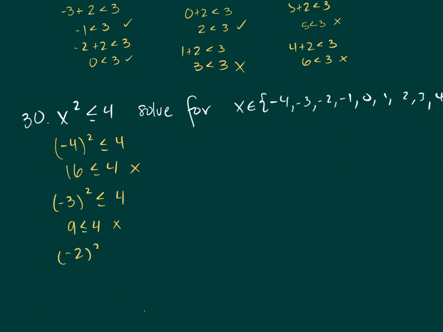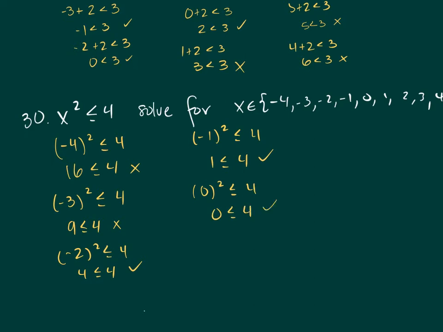Negative 2 squared less than or equal to 4 is 4 less than or equal to 4, which is true because 4 is equal to 4. Negative 1 quantity squared is less than or equal to 4. 1 less than or equal to 4. That's true. 0 squared less than or equal to 4. 0 is less than or equal to 4.